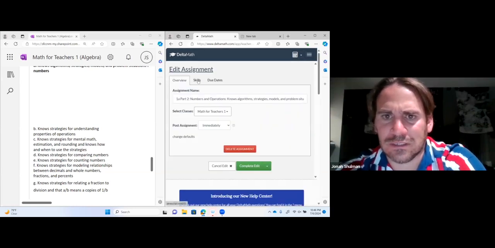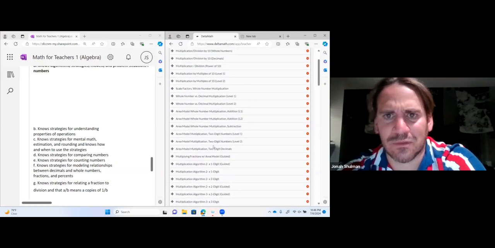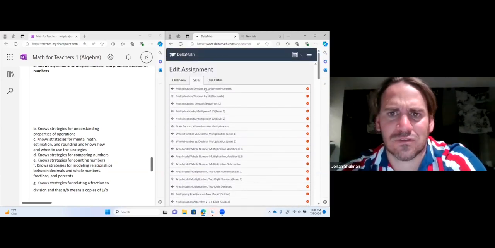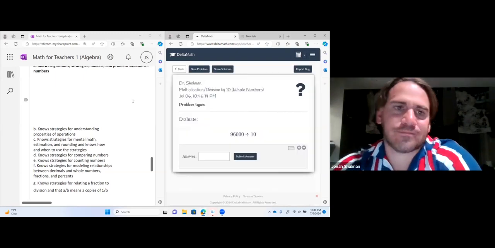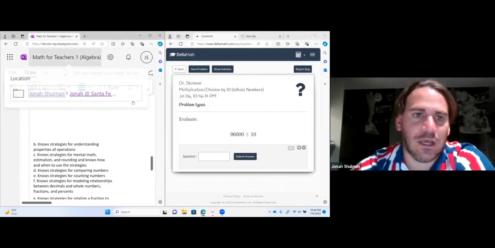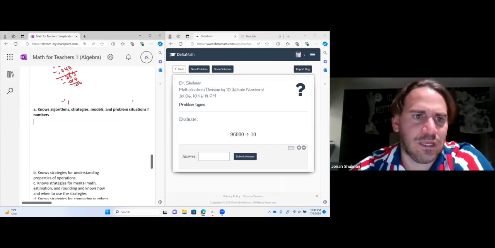So try as many of these as you'd like. There's a ton of them. There's tons of ways to multiply and divide. So let's get into it. Let's start with multiplying and dividing by 10 with whole numbers. So multiplying and dividing, we're going to see tons of ways to see this for us.